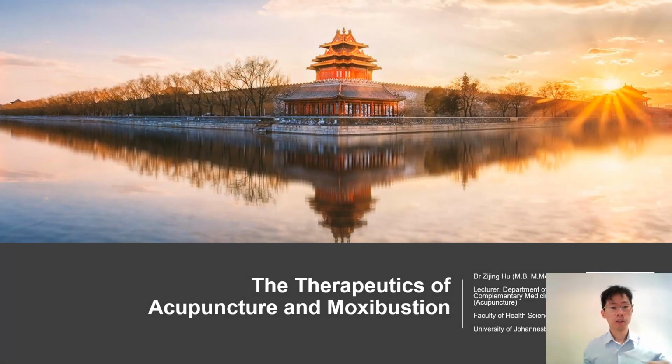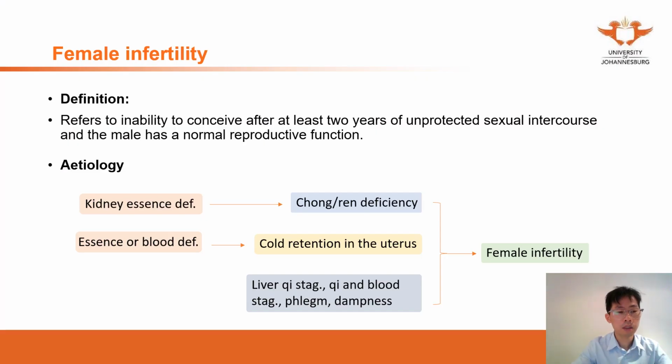Good day, class. In this video, we are going to talk about female infertility. Female infertility refers to the inability to conceive after at least 2 years of unprotected sexual intercourse with a healthy male.